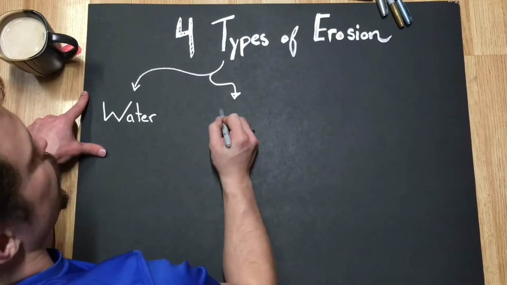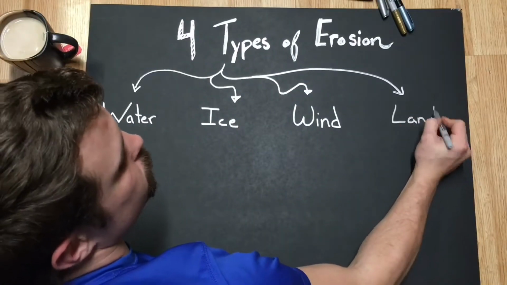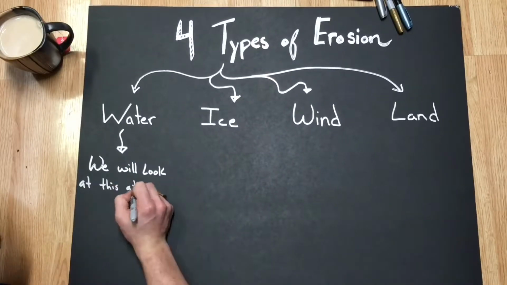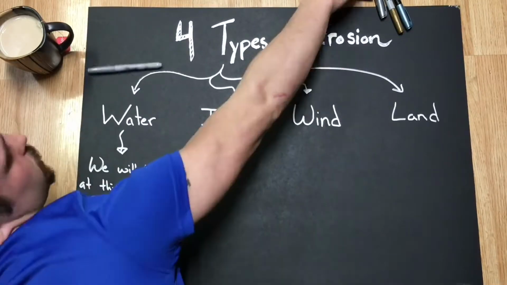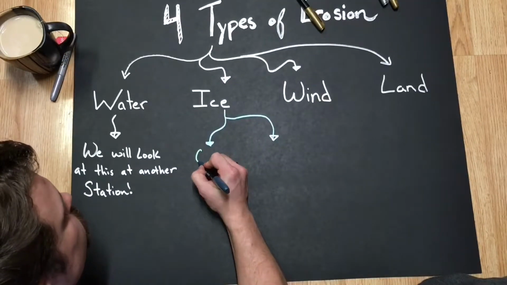The first type is water. Then we have ice, wind, and finally land. Now the water type of erosion we're actually not going to talk about in this video because that's going to be at a different station. But we can start talking about the ice.